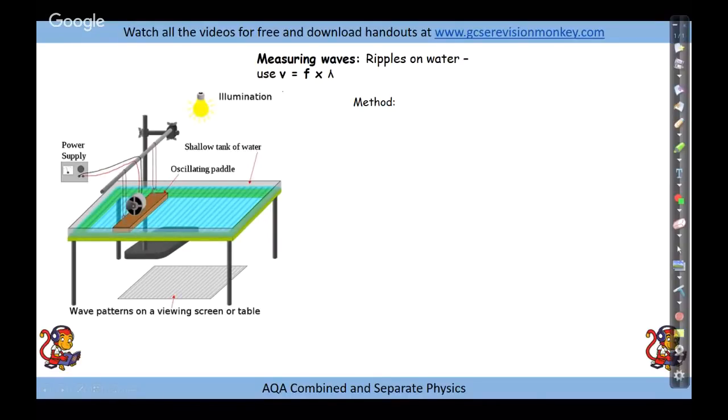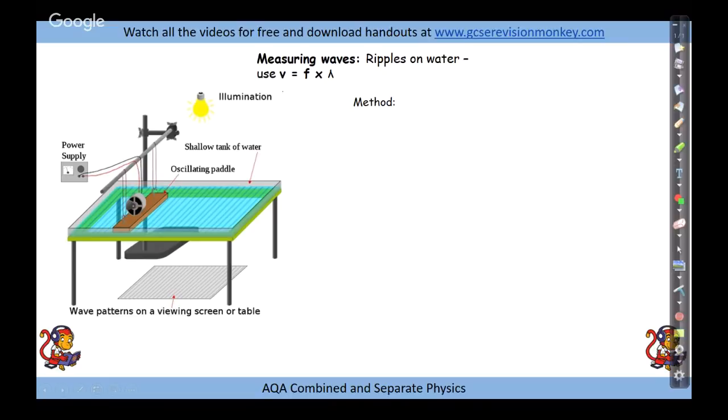We've got a light bulb above this table. The table's filled with a little bit of water. We've got an oscillating paddle, or a dipper, and that dipper is just going to dip up and down, and that's attached to a power supply there. And the power supply will be your vibration generator, and that'll tell you exactly the frequency of the number of times this dips up and down.